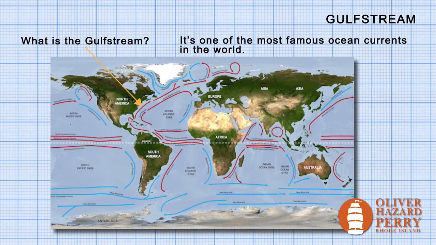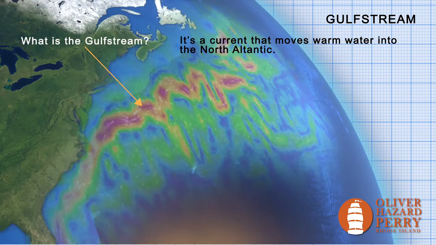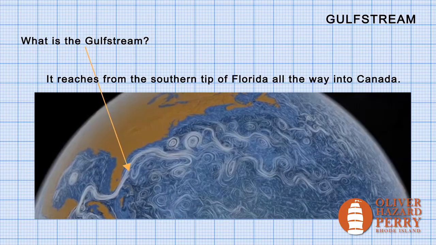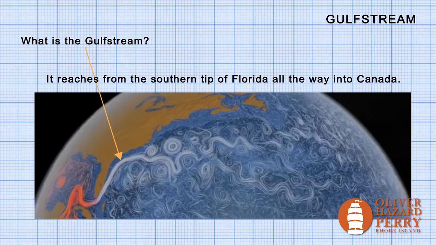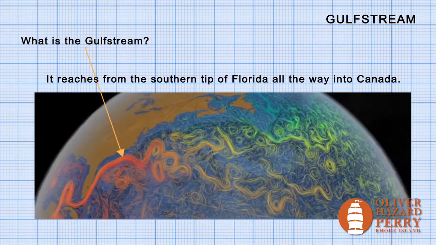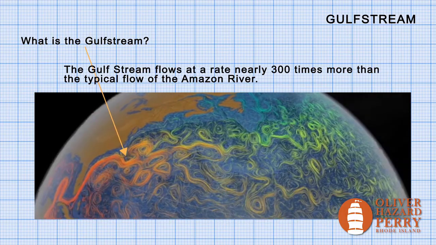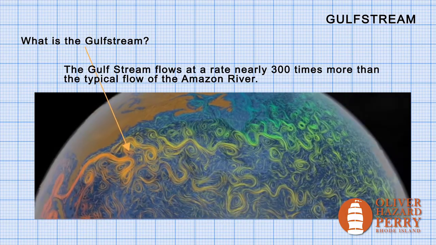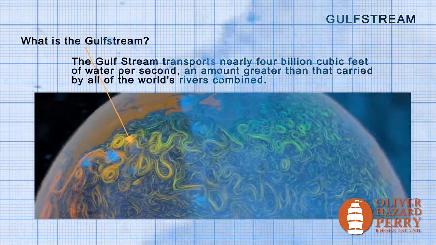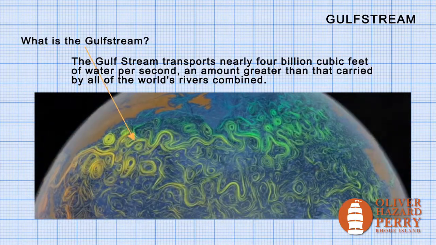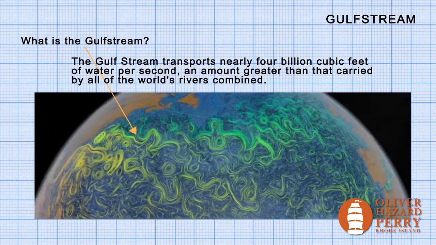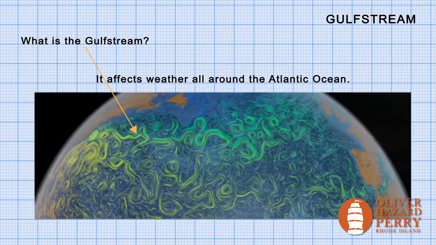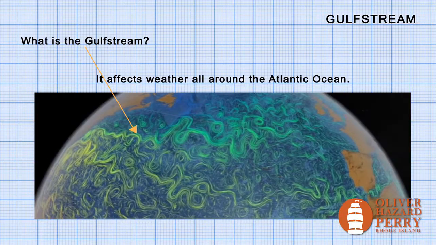The Gulf Stream is one of the most famous ocean currents in the world. It's a strong ocean current that brings warm water from the Gulf of Mexico into the North Atlantic Ocean. It extends all the way up the eastern coast of the United States and Canada. The Gulf Stream flows at a rate of almost 300 times that of the Amazon River. It moves 4 billion cubic feet of water every second. That's more than all of the rivers of the world combined. It affects weather all around the coasts of the Atlantic Ocean.